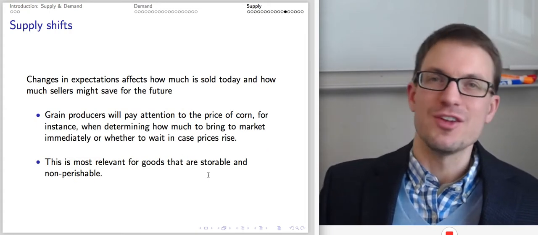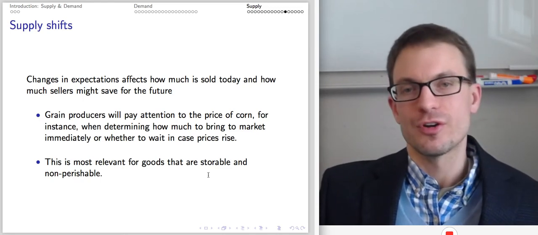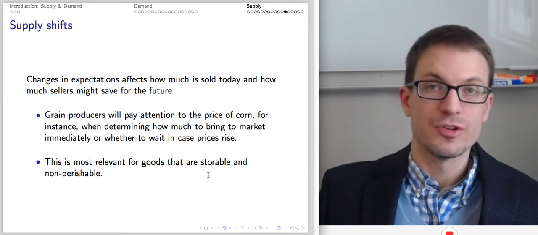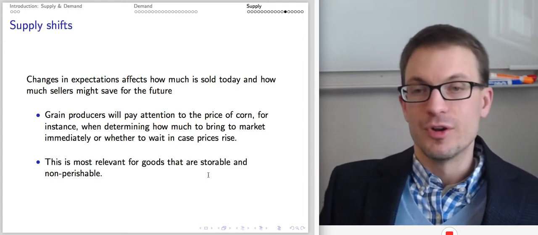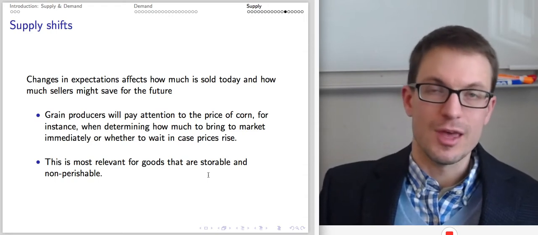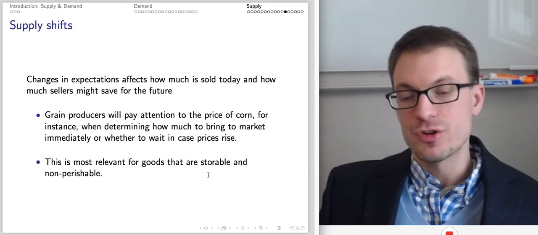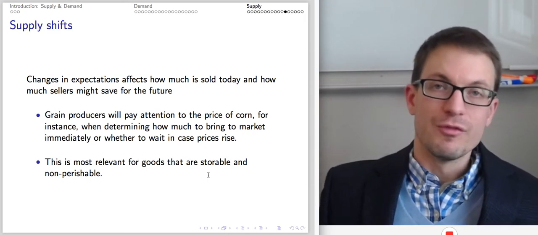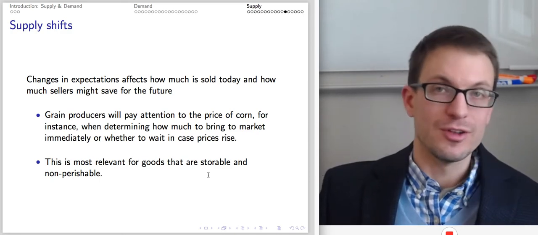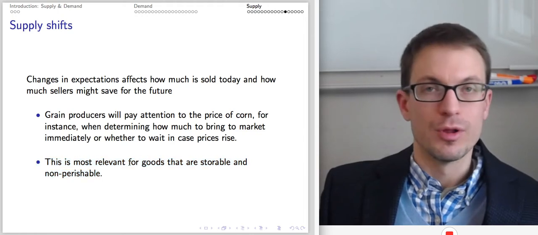Changes in expectations. So this can affect how much is sold today in favor of what might be sold in the future. So grain producers pay attention to the price of corn, which is somewhat storable, when determining how much to bring to the market immediately and whether to wait in the case that maybe prices would rise. So if you expect prices to fall several months in the future, we'll increase the supply today. If we expect prices to rise at some point in the future, we'll decrease the supply today, just sell in the future. So this is most relevant for goods that are storable and non-perishable.